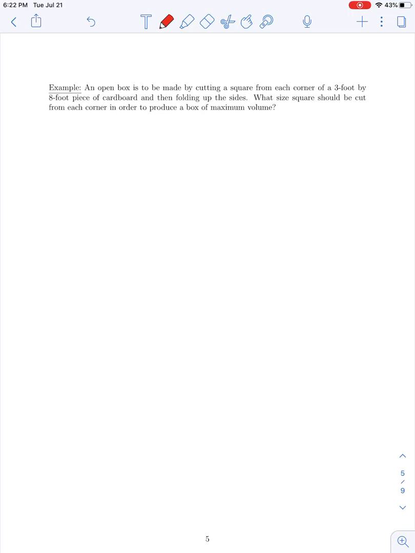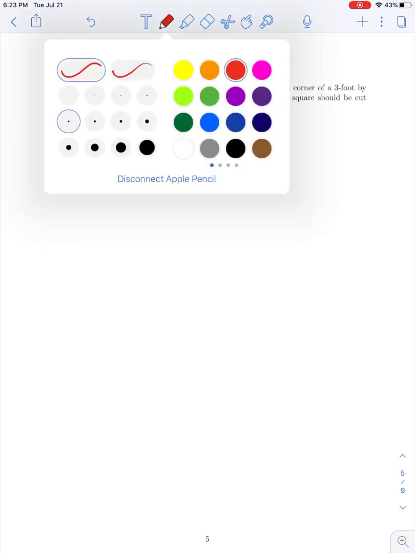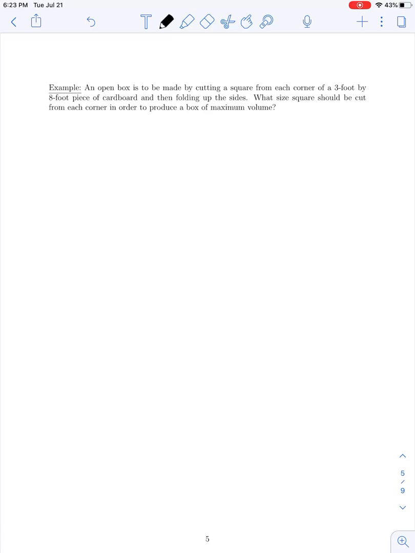So let's look at another one, maybe a little more complicated. In this next problem, we're told that an open box is to be made by cutting a square from each corner of a 3-foot by 8-foot piece of cardboard and then folding up the sides. So the question is, what size square should be cut from each corner in order to produce a box of maximum volume? For these sort of problems, it typically helps to sketch a figure to visualize what exactly you're doing.